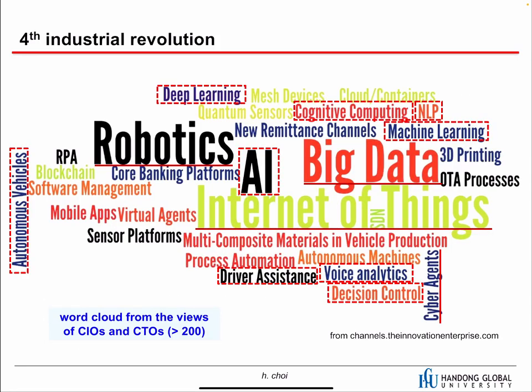Many CIOs and CTOs worldwide set a couple of keywords. These are the keywords to define the industrial revolution. As you can see here, we have robotics, big data, AI, and Internet of Things. But among all these keywords, AI is actually at the center of the word cloud. Deep learning, cognitive computing, NLP, machine learning, and autonomous vehicles, all these keywords are strongly connected to AI.